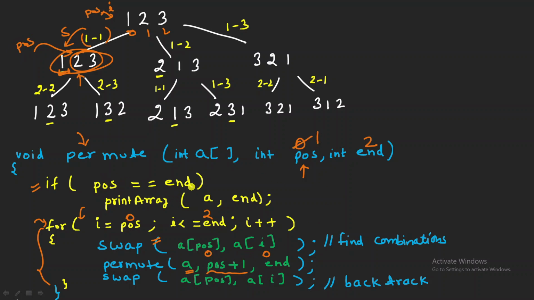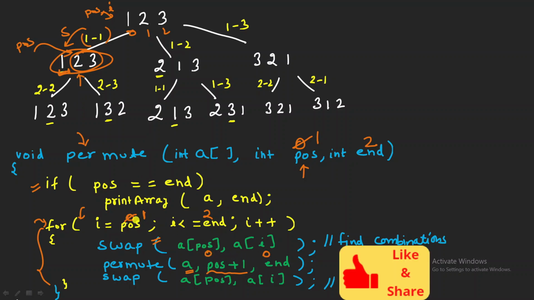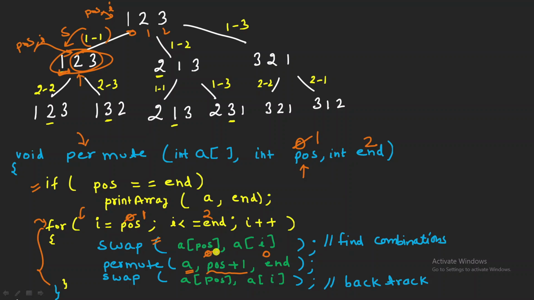Again, 1 is not equal to end. Okay, 1 is not equal to the end position, so we'll come here. Now we will iterate the loop from this first position to the last position. So again this loop is starting. This loop will start from 1 to 2. Now we will come here. Now I will say swap a of position with a of I. Currently I is also 1, and position is also 1. That means position and I are the same. So this element will be swapped with itself. A1 and A1, swap.